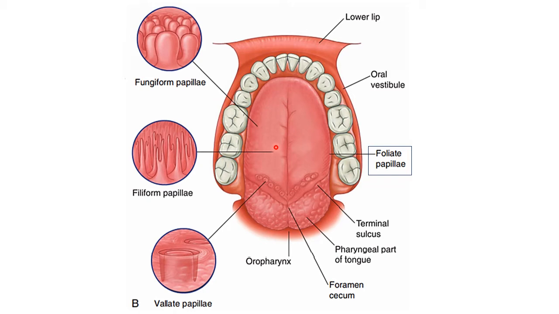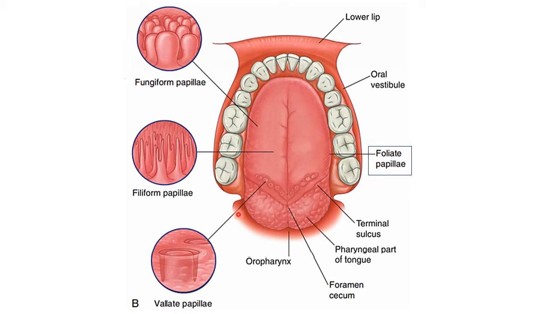Then come the fungiform papillae. The fungiform papillae are rounder in shape and larger than the filiform papillae, and they are concentrated along the margins of the tongue. Then coming to the vallate papillae.